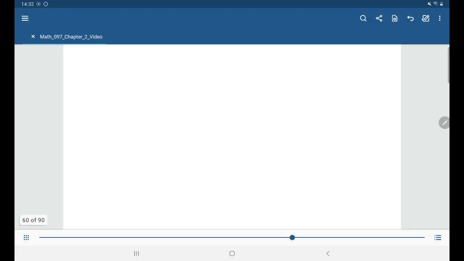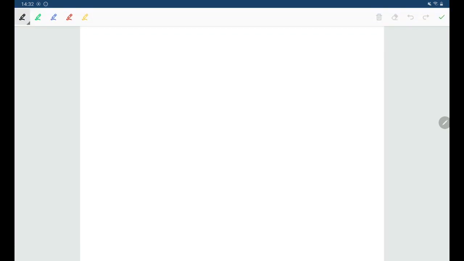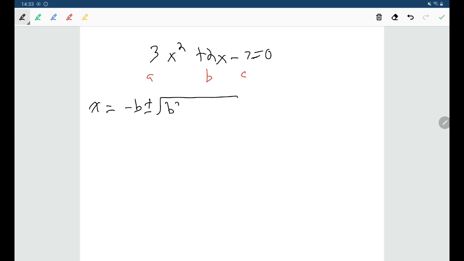And now away we go for solving. We had the equation 3x squared plus 2x minus 7 equals 0. And we've already identified what the a, the b, and the c are. That a is 3, that b is positive 2, and c is negative 7. So if we're solving, x should be negative b plus or minus the root of b squared minus 4ac, and the whole thing is over 2 times a.